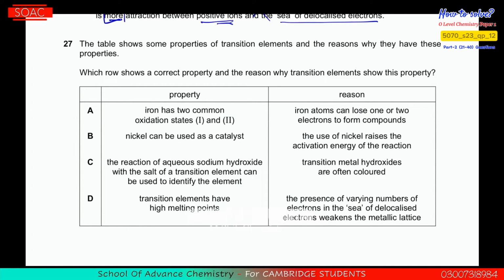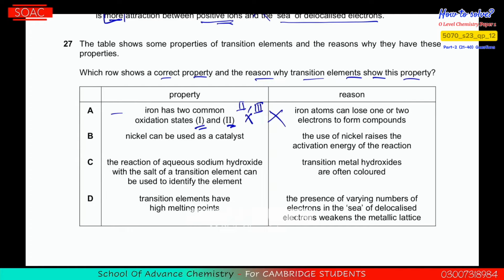Question number 27. The table shows some properties of the transition elements and the reason why they have these properties. Which row shows the correct property and the reason why the transition elements show this property? Option A, iron has two common oxidation states, that is +1 and +2. No, it has +2 and +3 oxidation states. So row 1, option A, is incorrect.